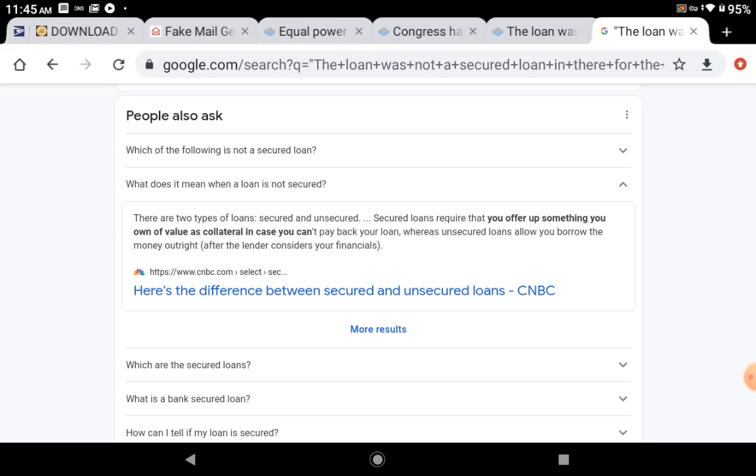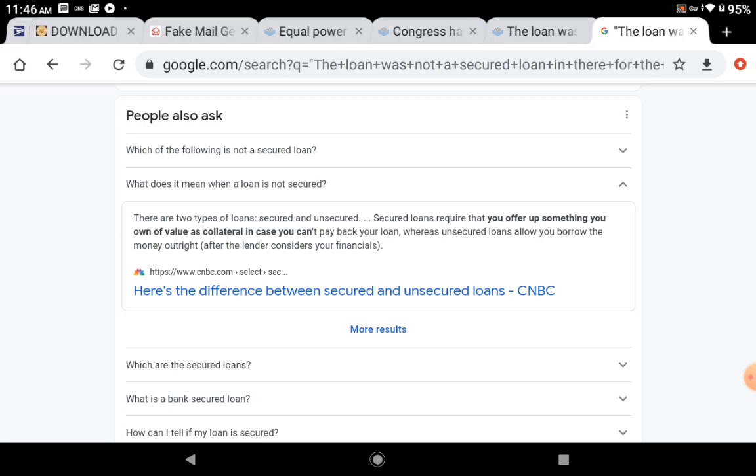There are two types of loans, secured and unsecured. Secured loans require that you offer up something you own of value as collateral in case you can't pay back the loan. Hold on, ladies and gentlemen. You can't offer up the home when you're getting a home loan because you don't own the home. You have to pay the seller first before you can put the home up as collateral, which is why they make you sign the closing docs after they paid for the home. You need to be challenging that process because it's illegal. Nobody challenges it because nobody has ever realized the process.